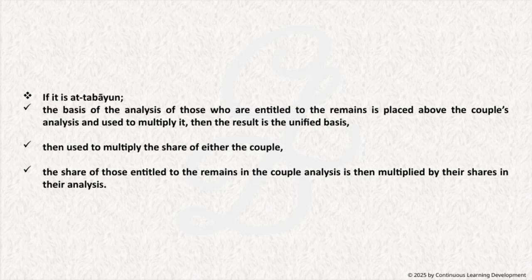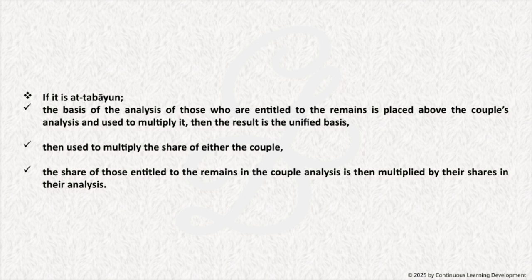Let's take a closer look at this slide. The key idea here is about the concept of at-tabian, which essentially means mutual agreement or consensus. When we analyze the shares of those entitled to the remains, we start by establishing a foundational basis, what we call the unified basis. This basis is determined by placing the analysis of the entitled parties above the analysis of the couple. In other words, we first consider the shares of those who are entitled, then use that as a basis to multiply or distribute shares among the couple.